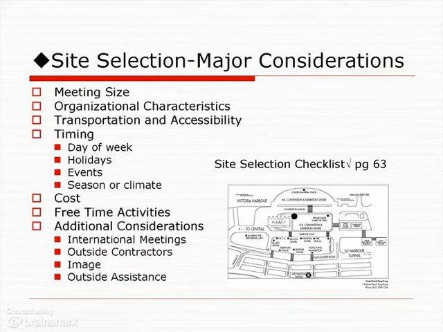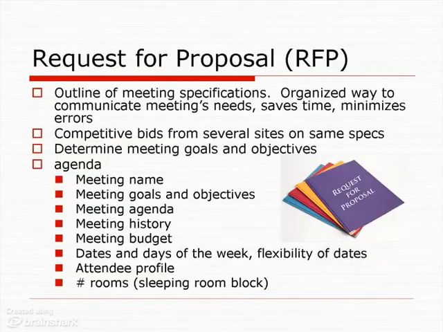What is the image associated with the site that you select? Is it something in Hawaii where people are going to want to plan a vacation around, or is it a meeting in a downtown urban core? And outside assistance, are there available vendors for other assistance that you might need in the area? Is it a major metropolitan area, or is it in a remote location where you may not be able to get outside assistance if you need to? So these are some of the major considerations to take into your planning process.